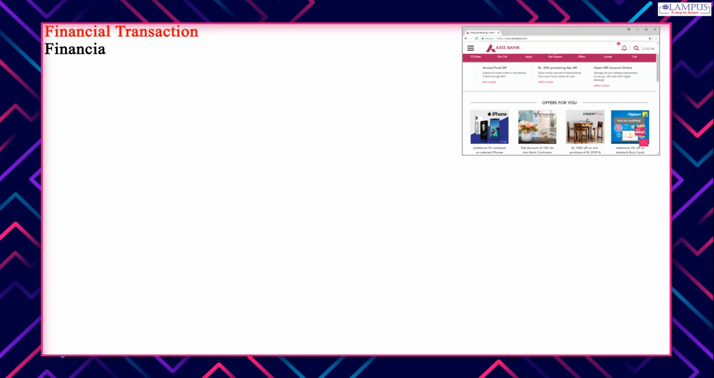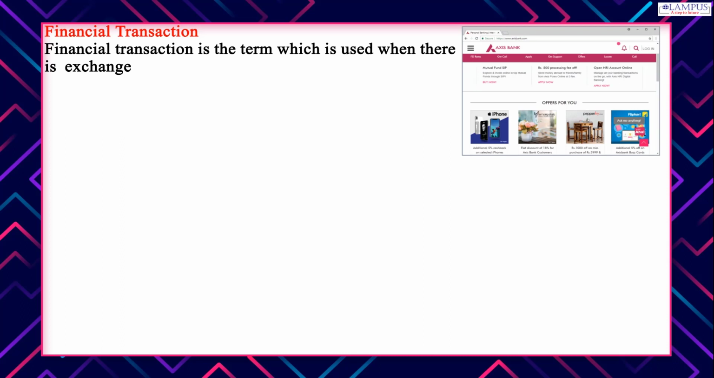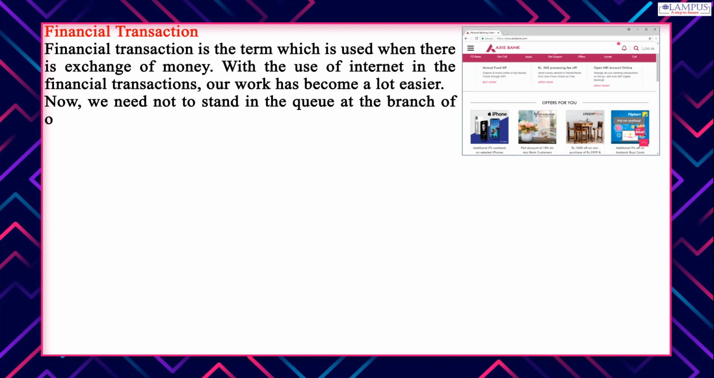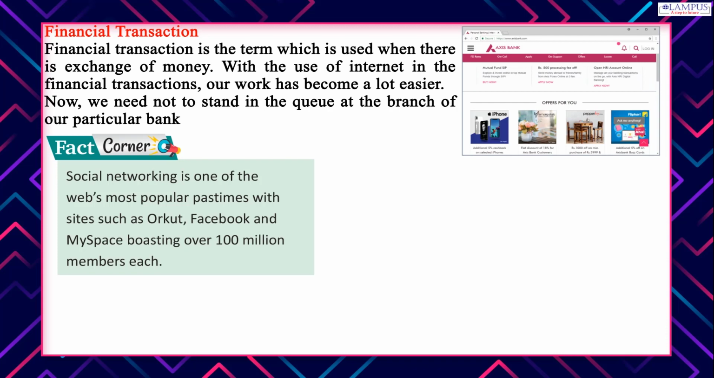Financial transaction. Financial transaction is the term which is used when there is exchange of money. With the use of internet in the financial transactions, our work has become a lot easier. Now, we need not stand in the queue at the branch of our particular bank. Fact Corner. Social networking is one of the web's most popular pastimes, with sites such as Orkut, Facebook and MySpace boasting over 100 million members each.